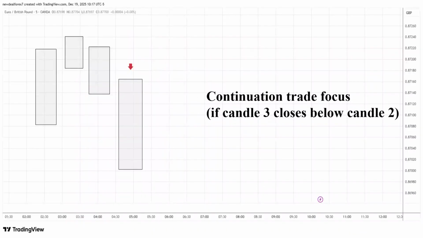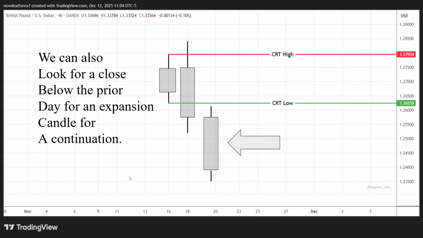Sometimes we'll have a continuation trade whereby you'll have candles 1, 2, and 3. If candle 3 closes below candle 2, then the next day, sometimes there will be a continuation. So we'll also look at some of these examples as well.